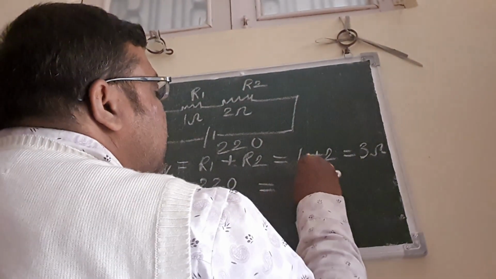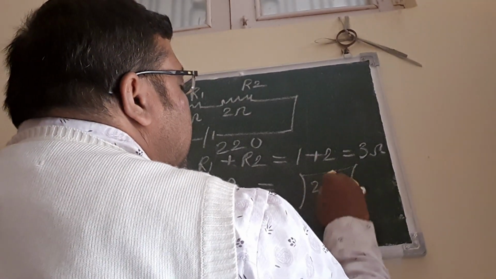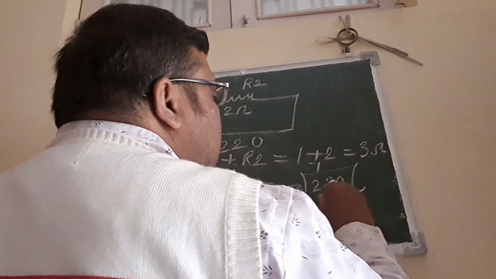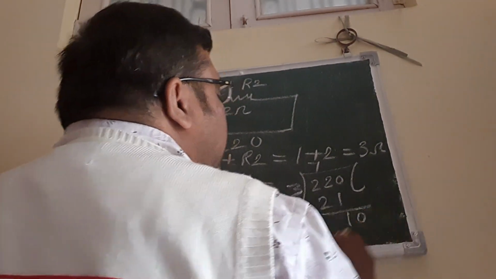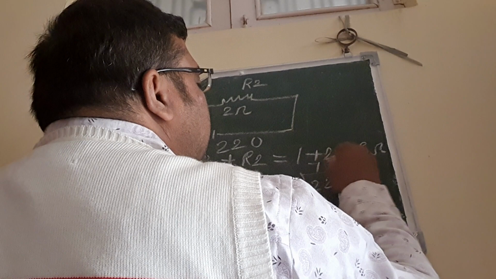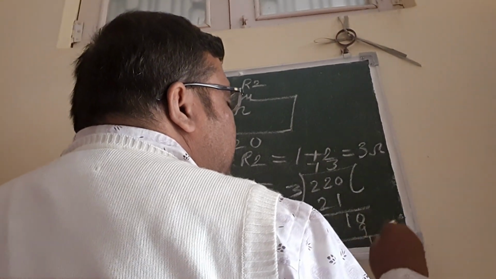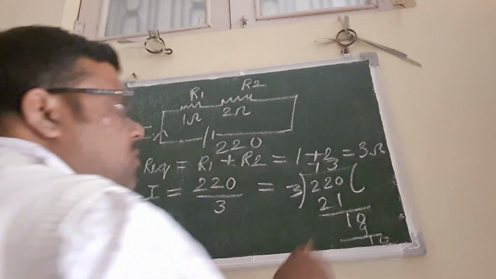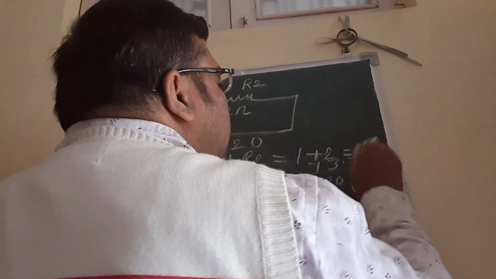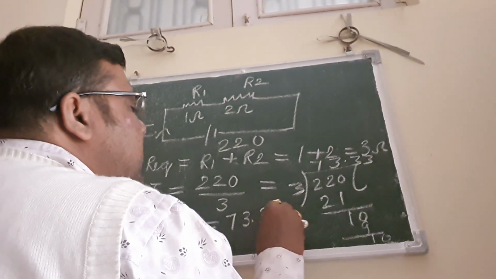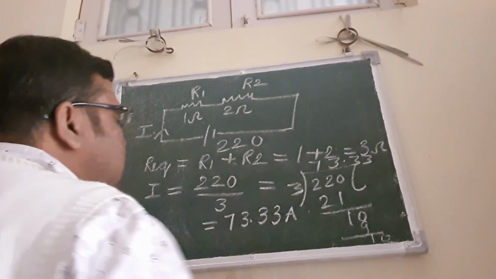So dividing this 220 by 3. 3 sevens are 21, so it will be 10, so it will be 3 times 9. Again it will come out to be 1, so it becomes 10. So it is 73.33. So this is the amount of current that is flowing through the circuit.